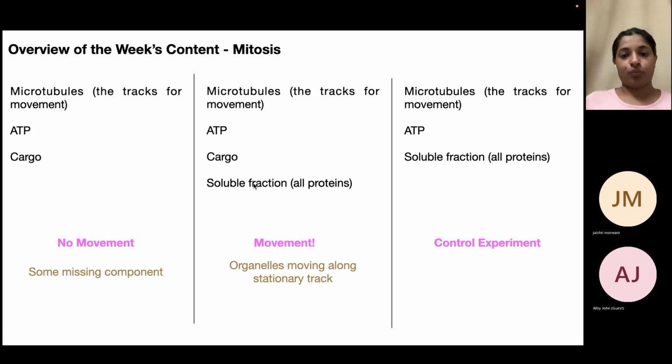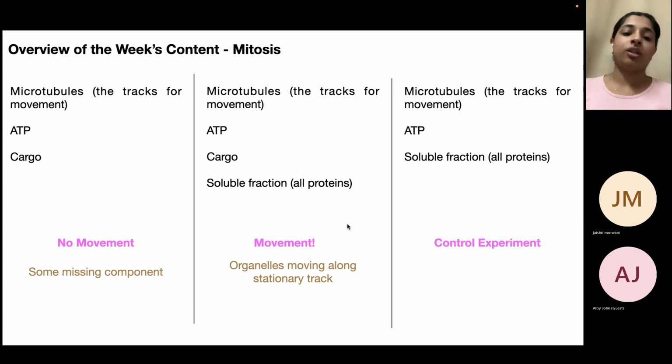That is the microtubules in this experiment. So finally, he wanted to set up this control experiment. Ideally, if cargo moves on the microtubules, in the absence of cargo, there should be no movement seen. Now, why is this control experiment necessary?